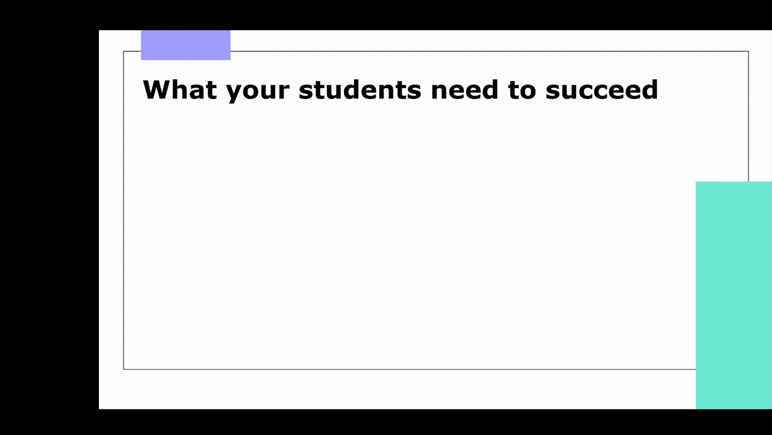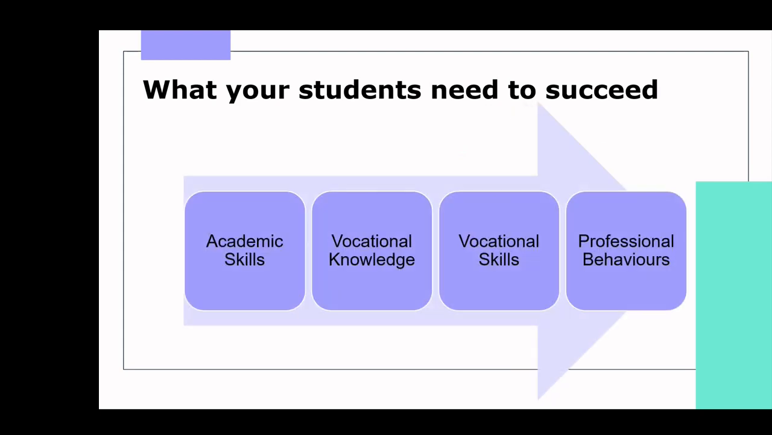When we're looking at formative assessment, we want to be able to track student progress. What is that progress, and what is that student journey? Here we have starting with those basic academic skills, which we'll go into in a minute. Upon that, it builds the vocational knowledge, vocational skills, and finally the professional behaviours. So when we look at our formative assessment, we track students throughout this entire journey.